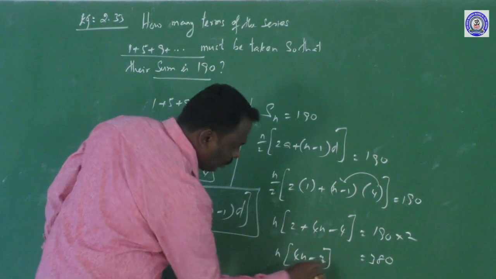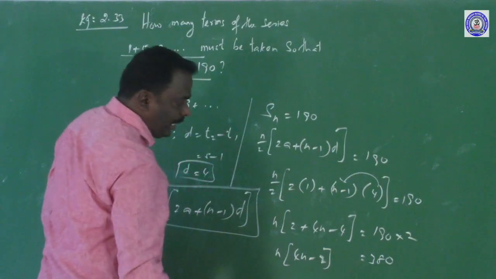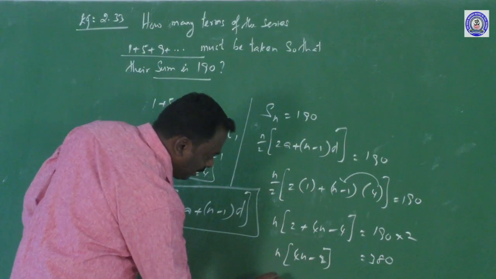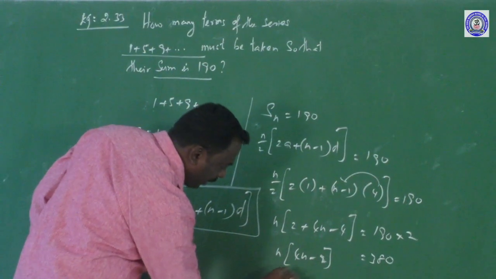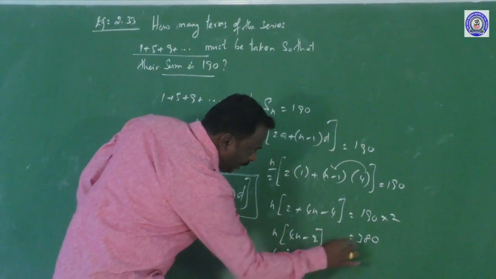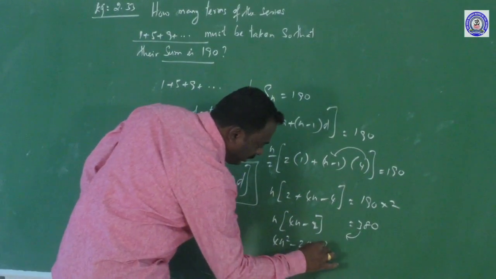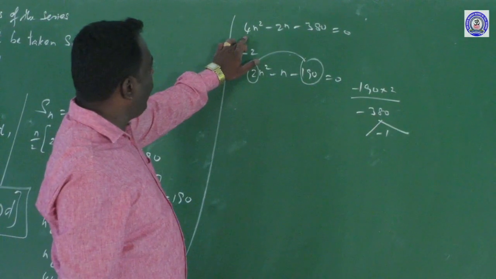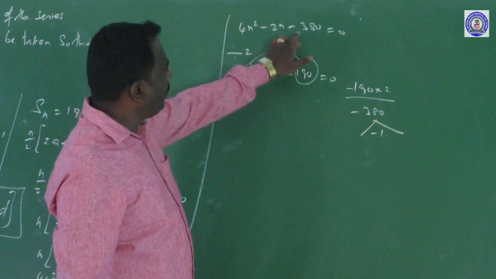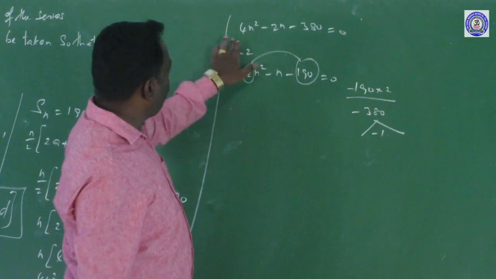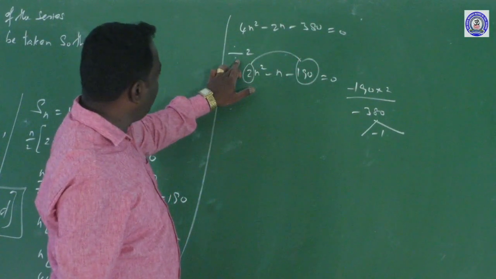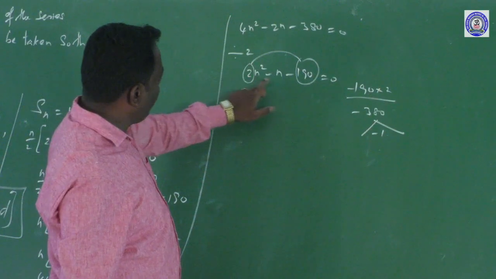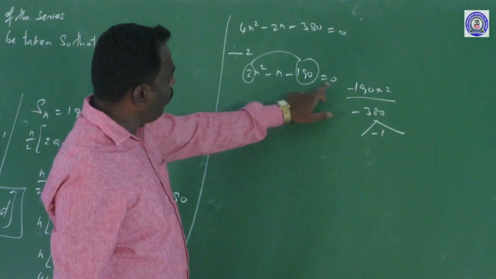Now n within the bracket 4n minus 2, that is equal to 380. Now again multiply n in this bracket, it is 4n square minus 2n, and transfer to the left hand side of the equation, minus 380, that is equal to 0. In the equation 4n square minus 2n minus 380 is equal to 0, a common factor 2 is possible. So divided by 2, n square minus n minus 190 equal to 0.